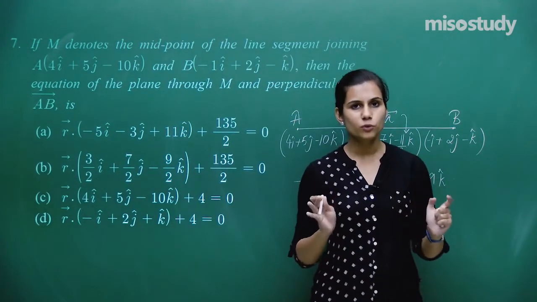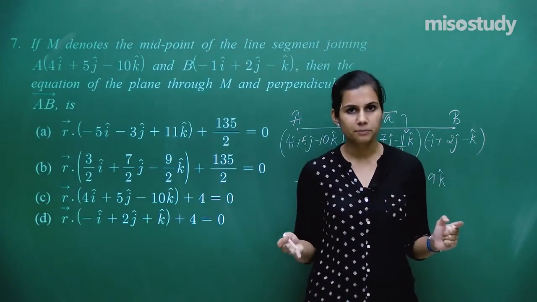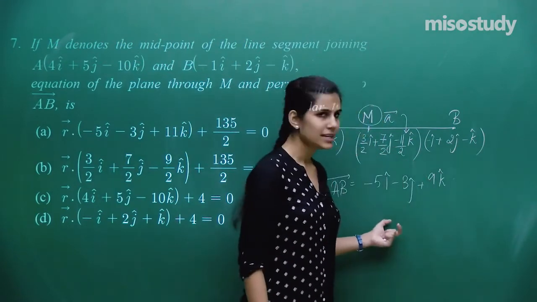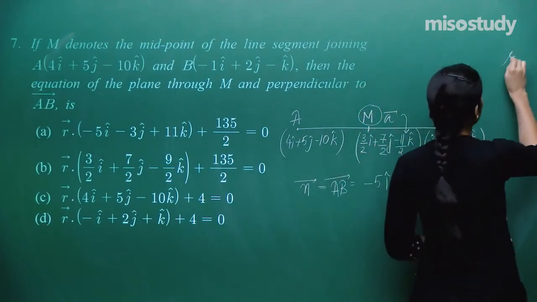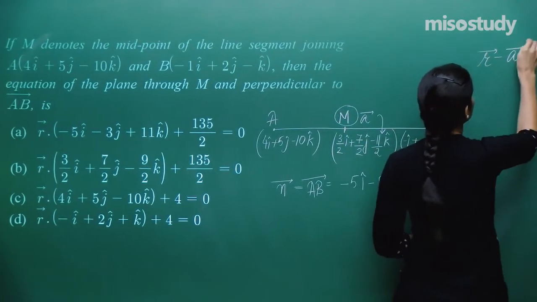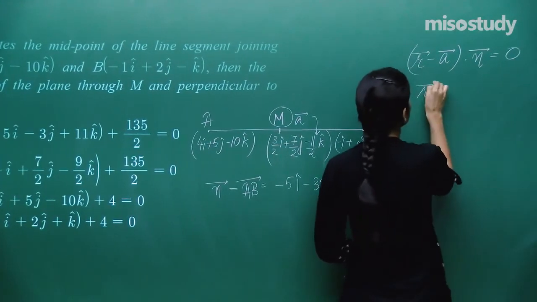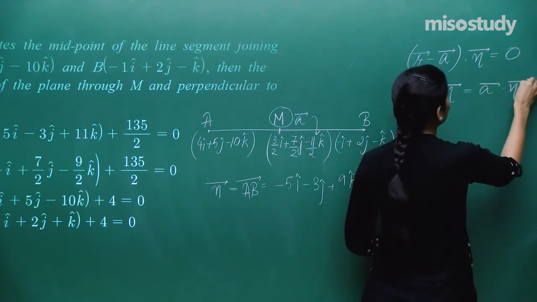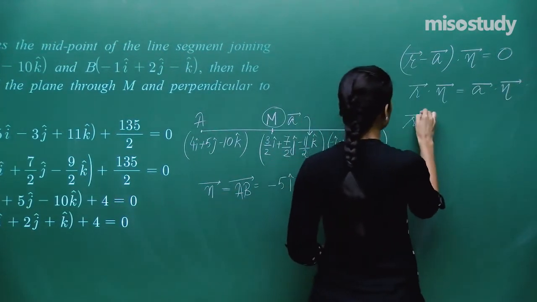If I have a point through which the plane passes, that means if I have the position vector of the point through which the plane passes, and I also know the vector to which it is normal, which is this, I can very easily get the equation of my plane, which is r vector minus a vector dot n vector equals 0, which is r dot n equals a dot n. R dot n is what?